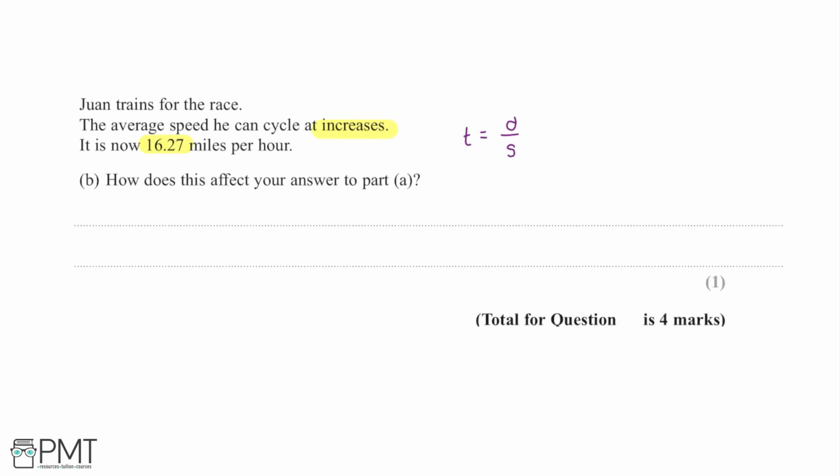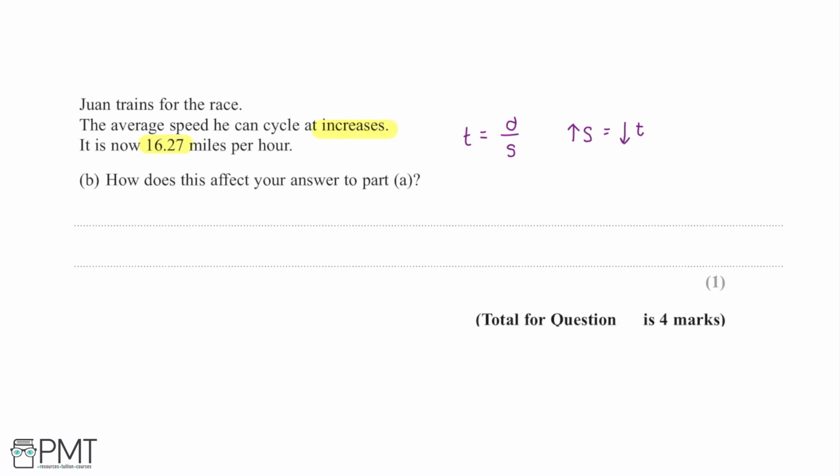Now we're told here that the average speed, so the speed S in this equation, is going to increase after his training. And an increase in speed in this instance is going to cause a decrease in time, because time and speed are inversely proportional. So time's proportional to 1 over speed. So as speed increases, time's going to do the opposite and decrease.